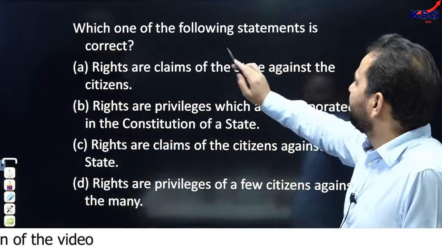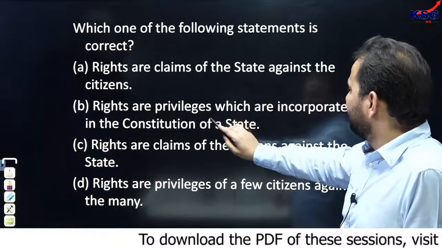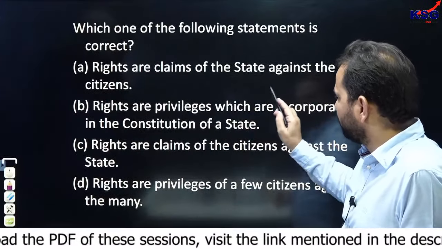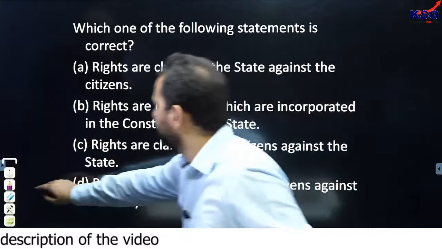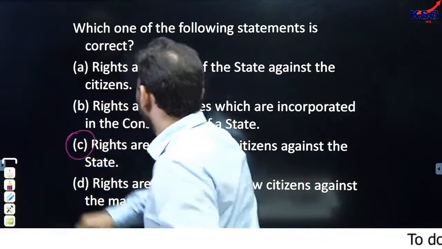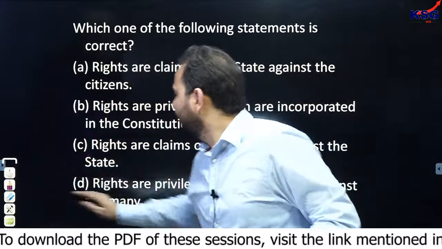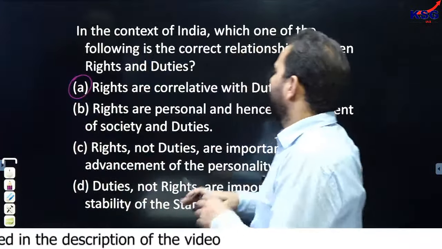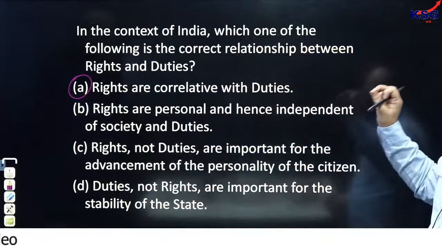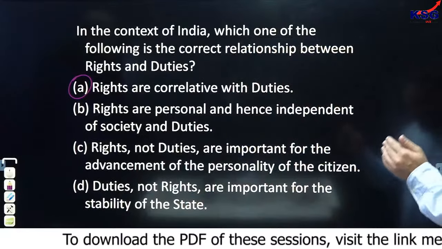If you see this question, which one of the following statements is correct? Rights are claims of the state against the citizens. Rights are privileges which are incorporated in the constitution of a state. Rights are claims of the citizens against the state. This is the answer, C. Rights are claims of the citizen against the state. And this question's answer is A. In the context of India, which one of the following is the correct relationship between rights and duties? Rights are correlative with duties.